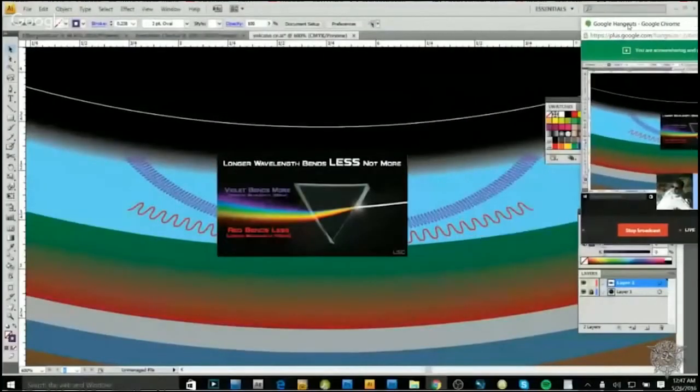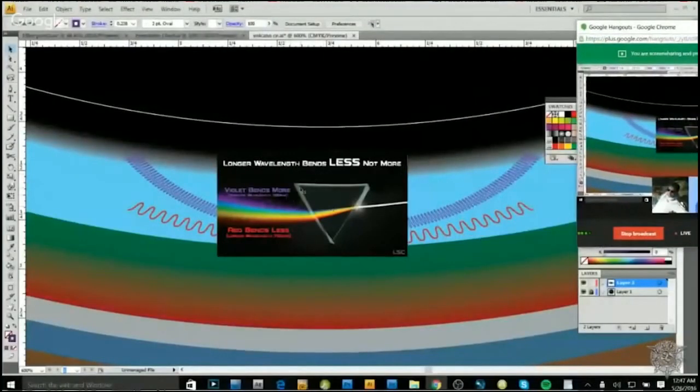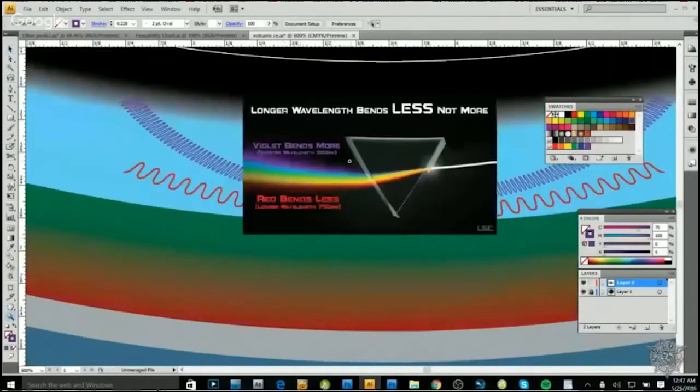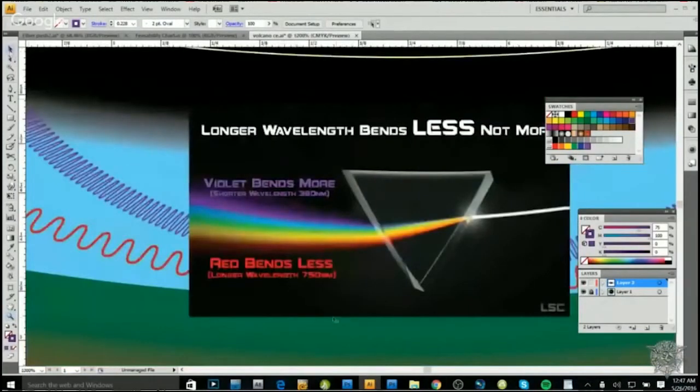Yeah. So what I did was I turned that prism upside down, because it's easier for, I think, people to understand. If you're living on the inside, the concavity of the Earth, you have the red on the bottom here. The red is bending less than the violet. 750 nanometers versus 380 nanometers. So the shorter wavelength is going to bend up more away from the Earth as opposed to the longer wavelength.